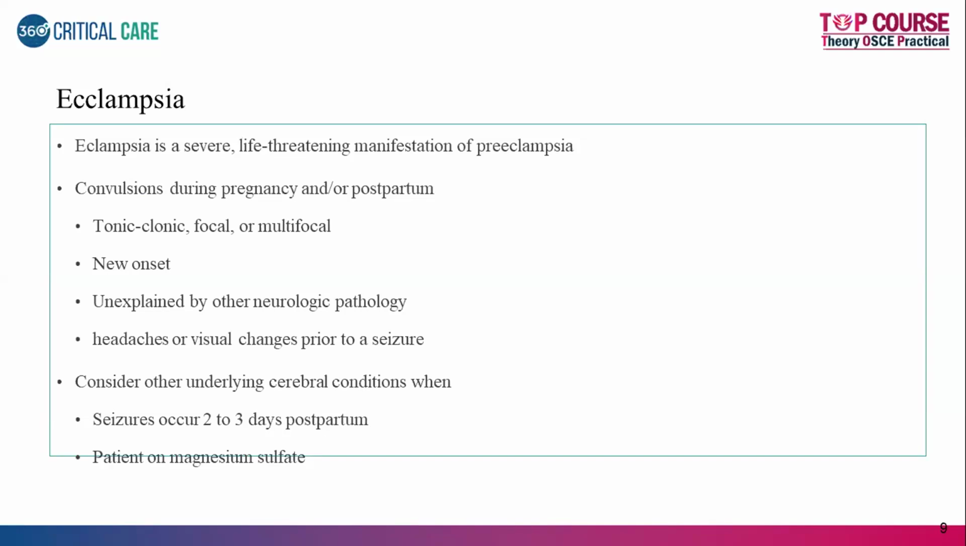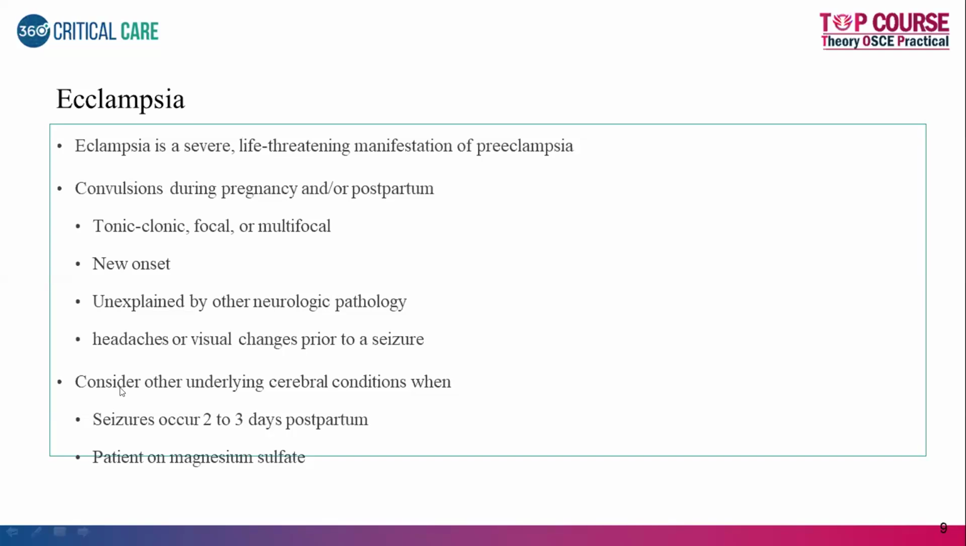Now coming to eclampsia. Eclampsia is a severe life-threatening manifestation of preeclampsia. Usually, if a preeclamptic patient has seizures, that is eclampsia. So convulsions during pregnancy or during postpartum, which could be tonic-clonic, focal or multifocal, new onset, unexplained by other neurological pathology, and associated with headaches or visual changes prior to a seizure. So these are the features of convulsions which an eclamptic patient has.